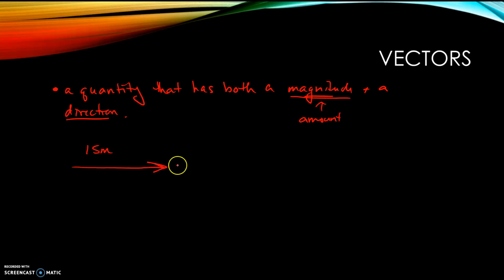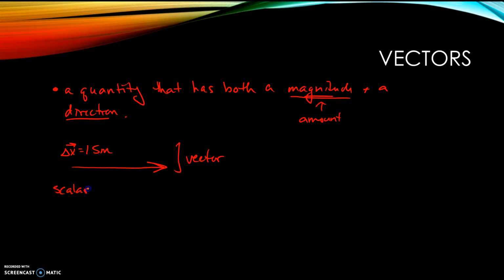And what we do is we use an arrow to represent the direction. So when you see a vector quantity, a lot of times you'll see it represented with an arrow. So this would be a vector, and we could say that this is the displacement. A lot of times for vectors, we'll put a little arrow above the symbol when we're talking about vectors.